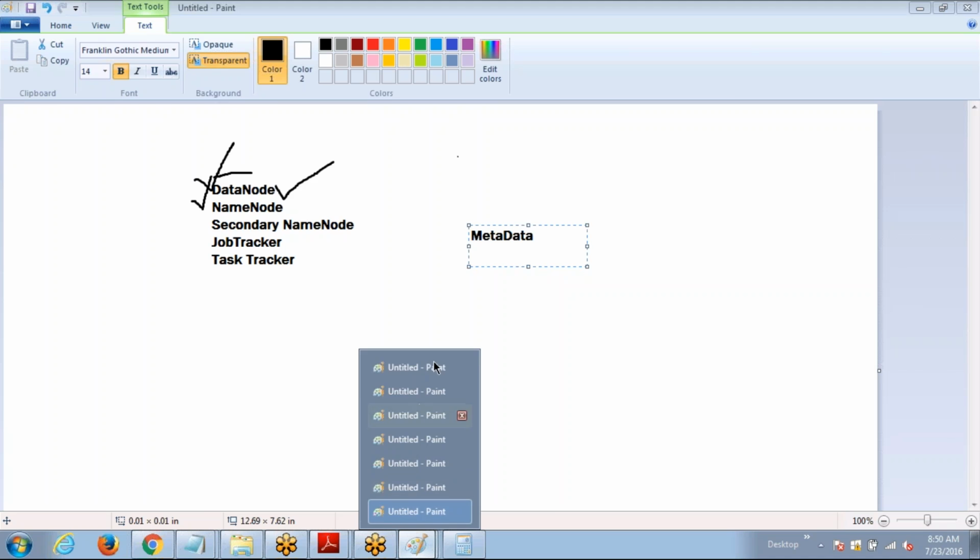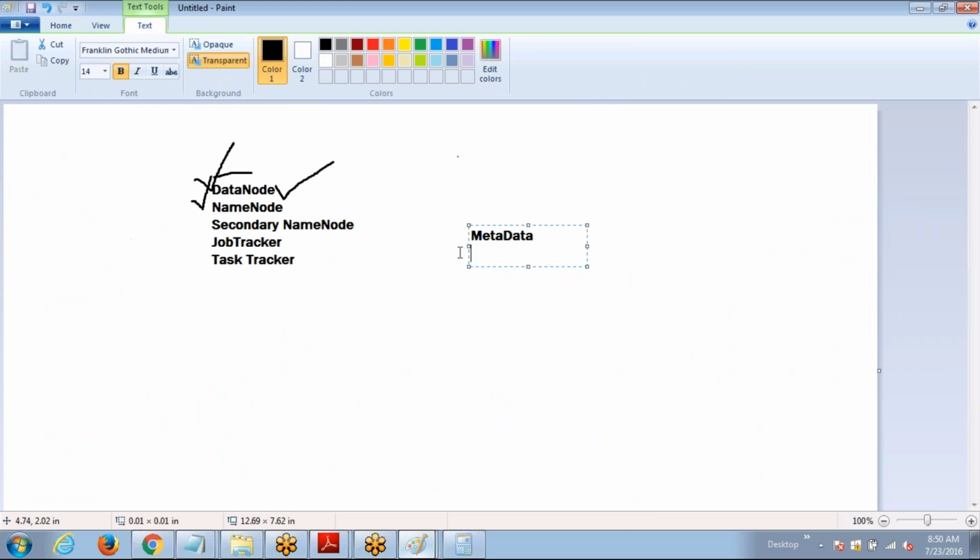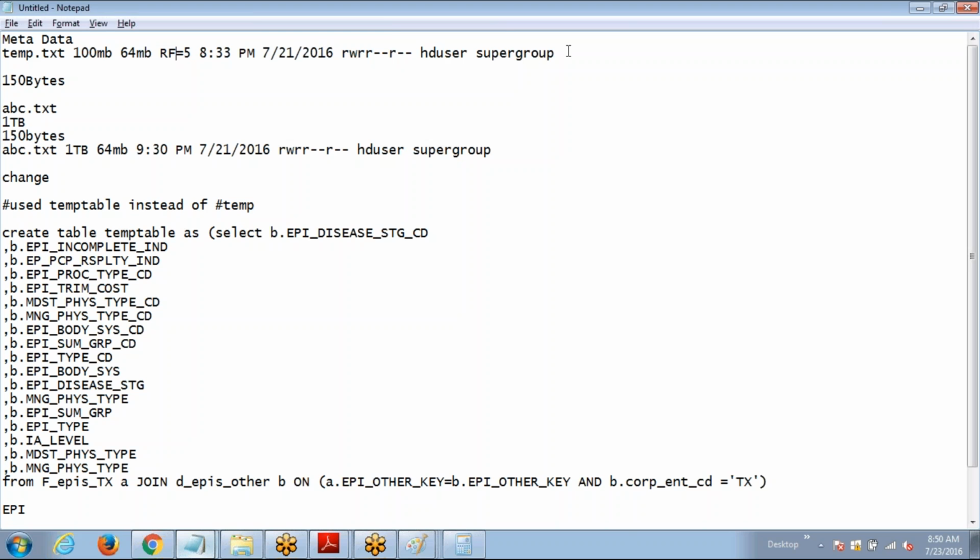So in our example, if you take our first example, the temp.txt file, we are saying that the file name is temp.txt. It is 100 MB in size and the block size is 64 MB, and we are going to store it in what data nodes, what permissions we have, and where we have stored these different blocks. Okay, so let's take this example only. This is a kind of metadata for the temp.txt file.